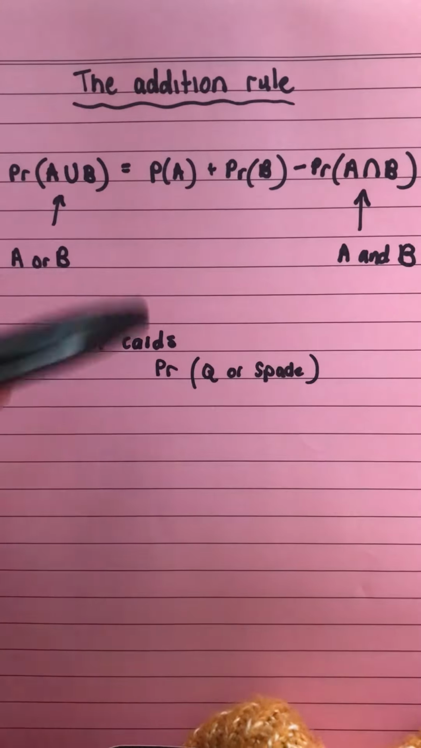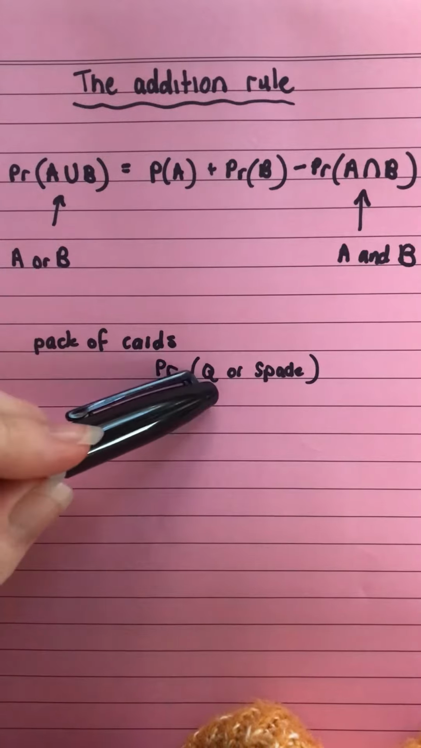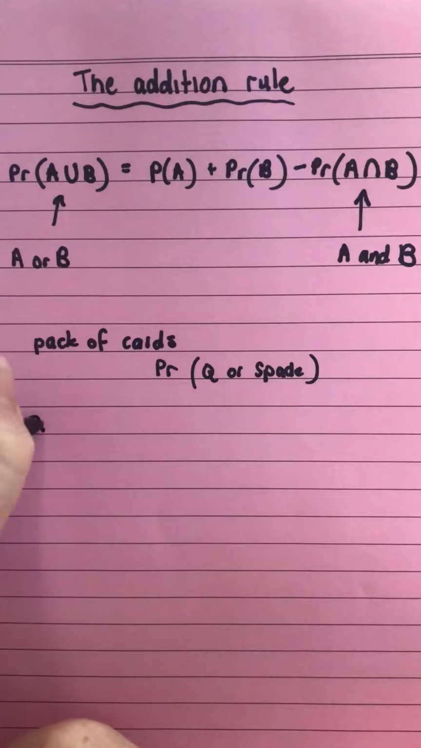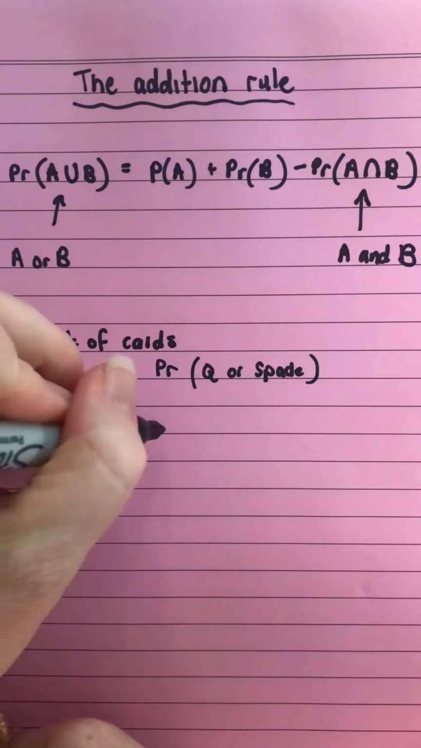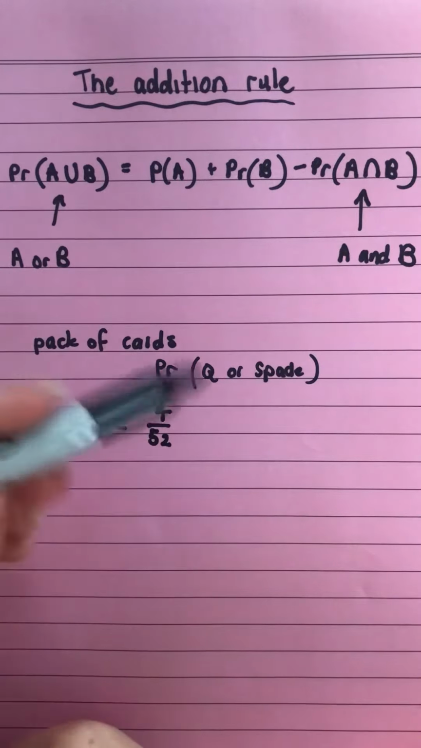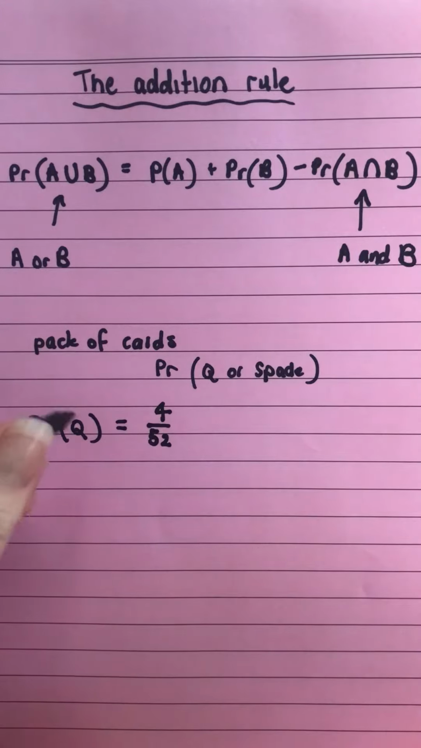So a scenario that we might have is a pack of cards, and we might want to know the probability of a queen or a spade. So to do that, we're going to need to know what the probability of a queen is in the pack. So we know we have 52 in the pack of cards, and there are 4 queens. We can simplify that to 1 on 13 if we want, or just leave it over 52, probably easier.